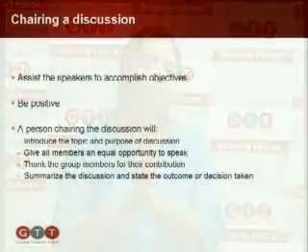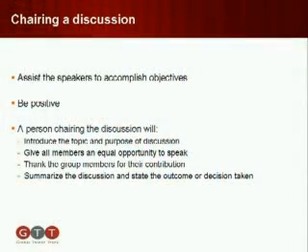Always be positive when you're in this situation. Always make sure that you're not the person who participates in a conflict. As much as you want to support someone's point, if it's getting into an argument, back off and make peace. A chairperson will, 1, introduce the topic and the reason why the discussion is there. 2, he or she will make sure that every member gets an equal opportunity to speak. When the group discussion is over, he will thank the people.